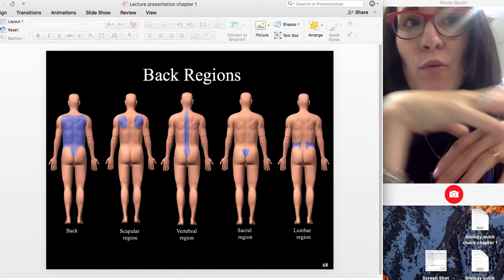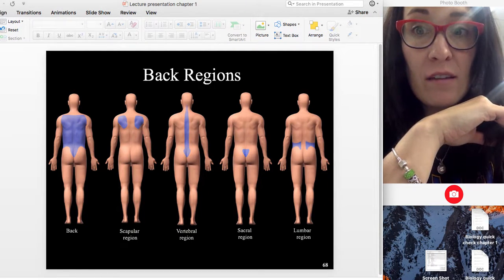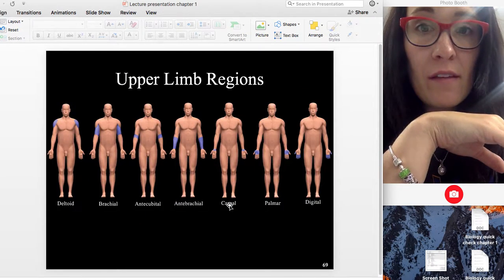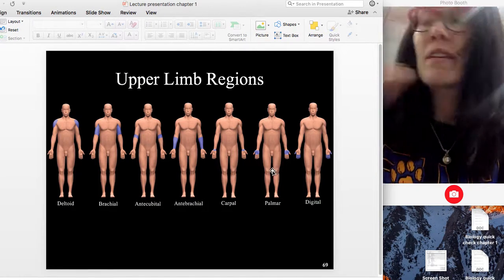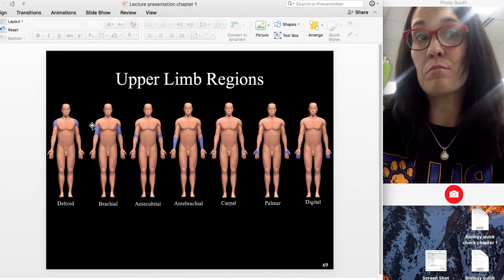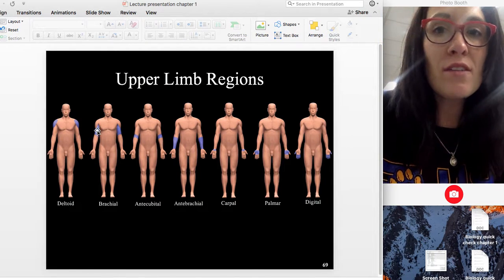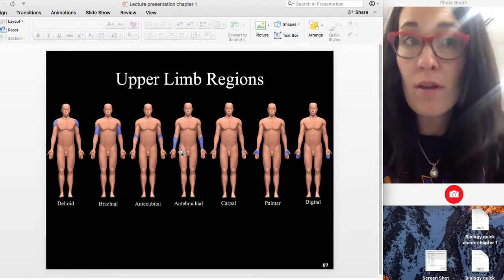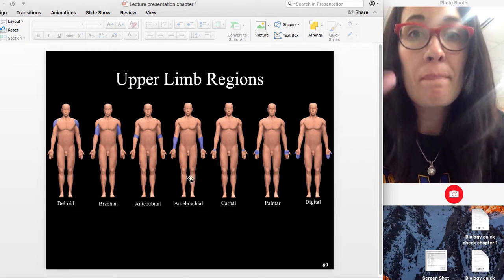If you start doing this work now, it'll become easier the more you say it and point to these things. Again, more of the regions highlighted for you in blue. Palmar is the palm. Deltoid is where the deltoid muscle is. Brachial is your upper arm, and antebrachial is your forearm. So the arm is divided into the upper arm, like the bicep area, and then the forearm.